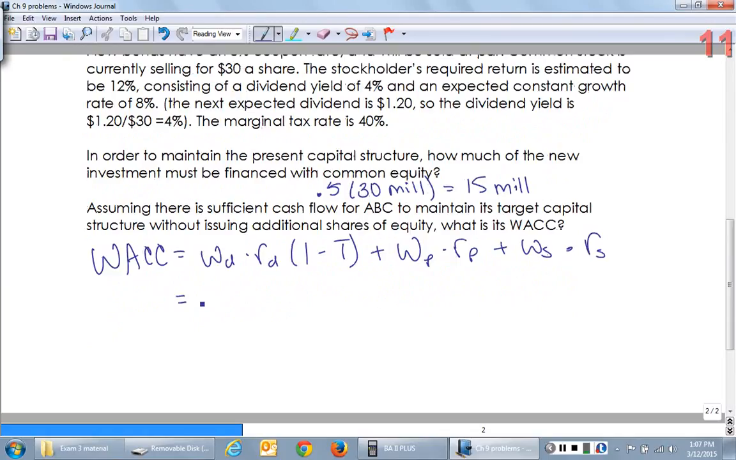So here we know that their optimal capital structure consists of 50% debt and 50% equity. And their tax rate is 40%. So we need to calculate the cost of debt times 1 minus 40%. They have no preferred stock in their capital structure. So the weight in preferred stock is 0, plus the weight in common stock is 50% times the cost of common stock, which we need to calculate.